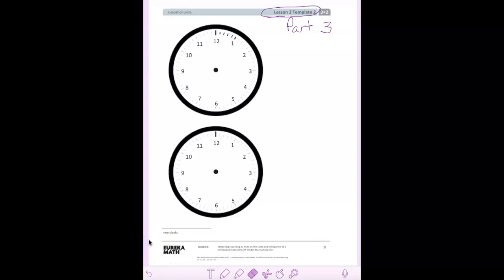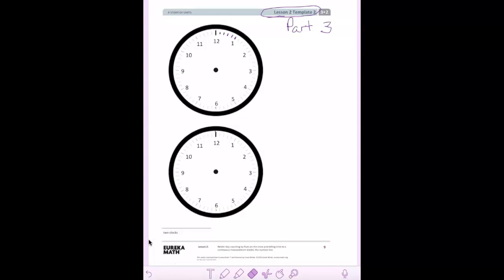This is Module 2, Lesson 2. You already completed Parts 1 and 2. We're moving on to Part 3, which is going to be relating our number line to a clock and doing the problem set for Lesson 2 together.